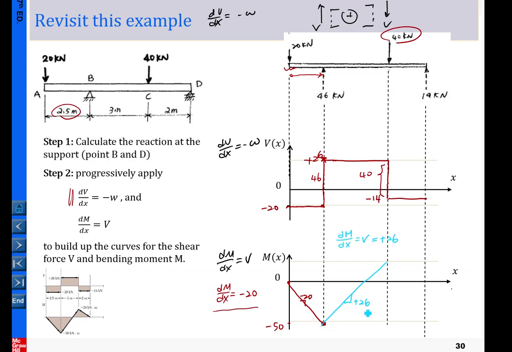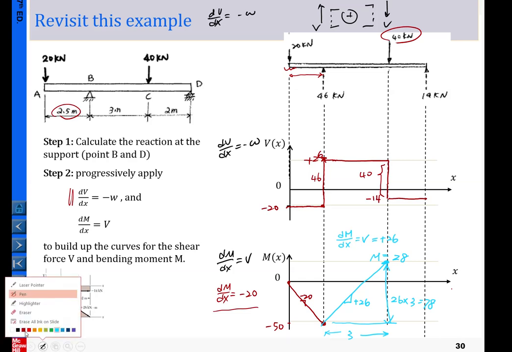And now for this case, we need to calculate how much it increased from here to here. This value can be easily calculated by 26 multiplied by this distance. How much? 3. Okay, so that is 78. So from minus 50, increase by 78, this ends up here at a value of 28. So the moment at this location is equal to 28. That serves as the starting point of our last segment.